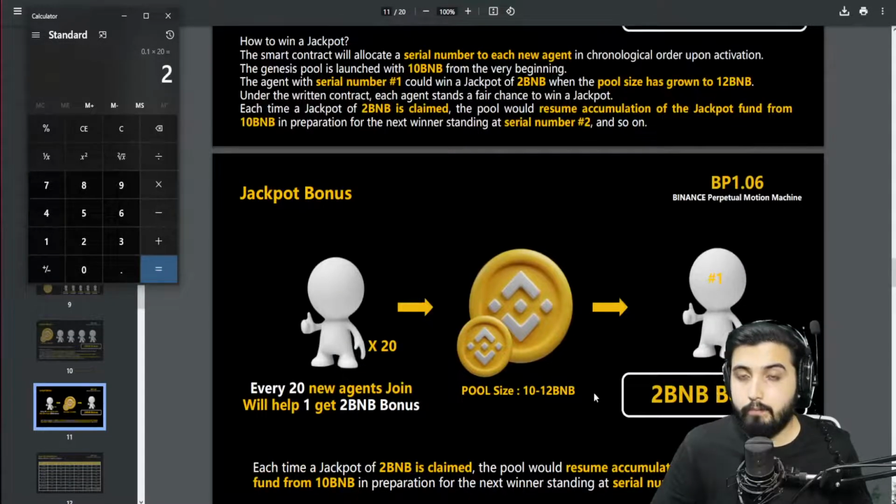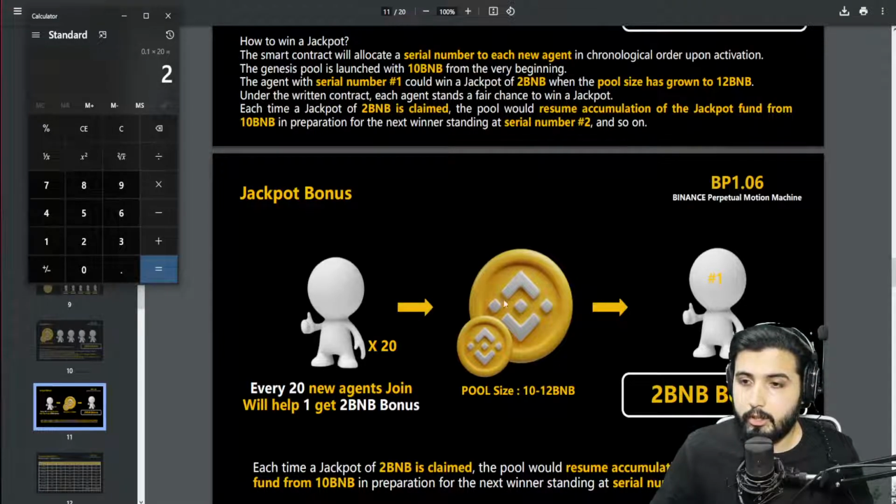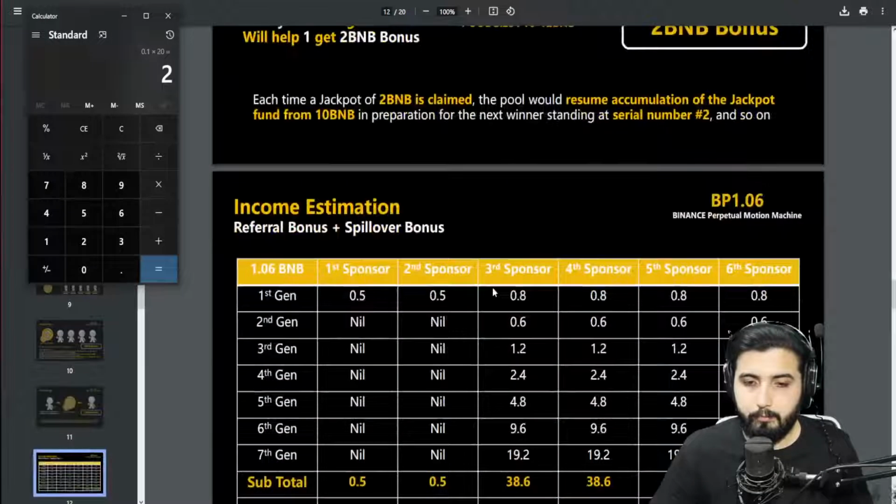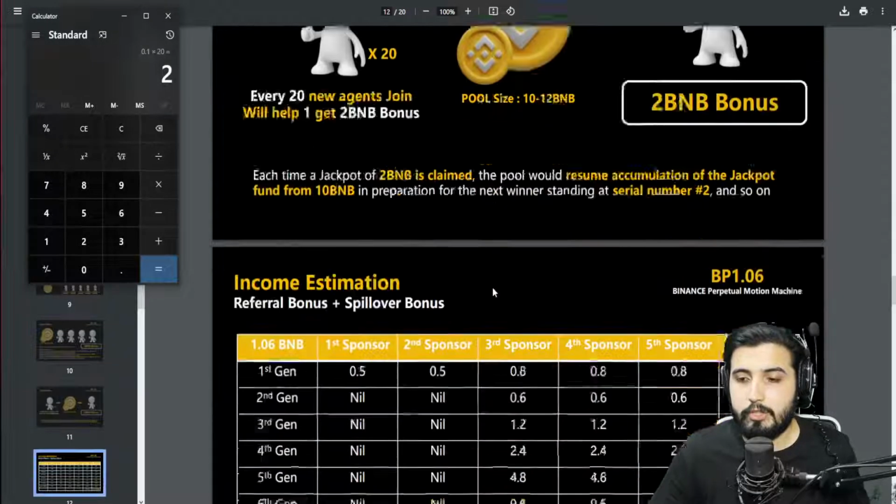But overall, the jackpot is not based on any chronological order. It is randomly decided. So every single agent that joins has a fair chance of winning a jackpot. But this jackpot bonus of 2 BNB is done in chronological order, kind of like on a first come, first served basis. Not entirely though, but it does happen in this way. Now, basically, this is how the jackpot bonus works.